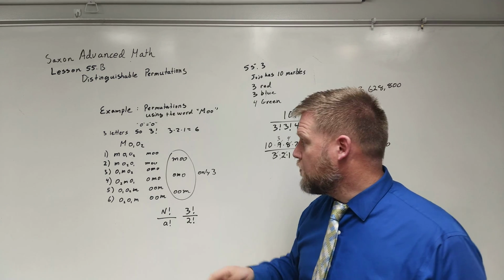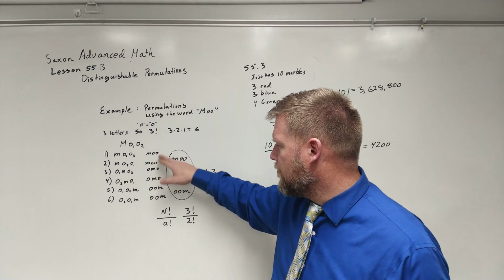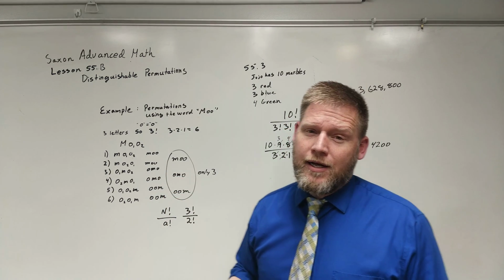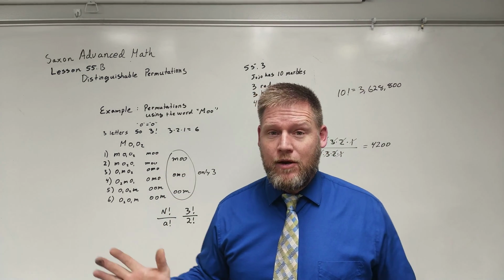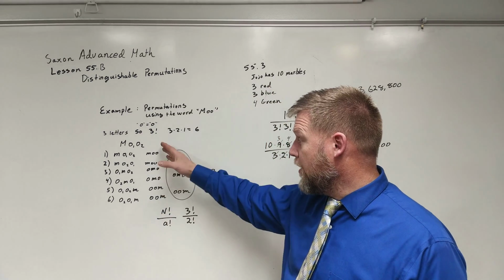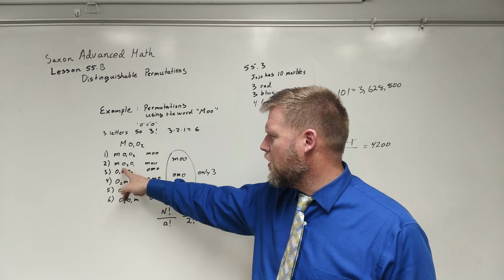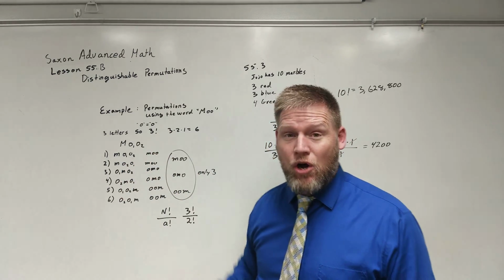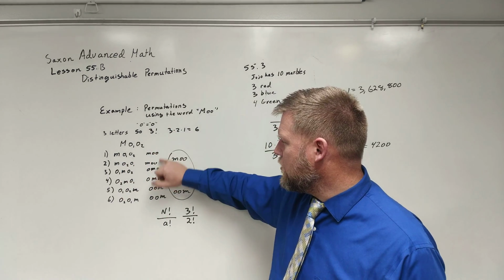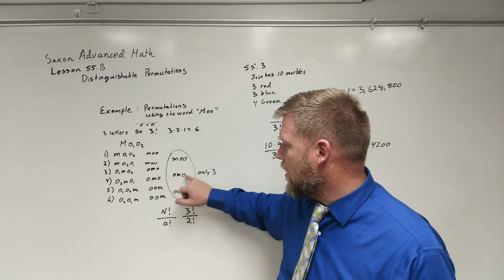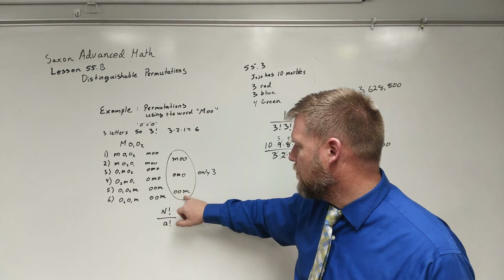The problem is when we take off the subscripts, I end up with MOO, OMO, OOM, and it sounds like I'm speaking some kind of weird language here. But what I've done is rearranged these, and I realized I can't tell the difference between O1 being first and O2 being first because an O is an O. So I end up with these 2 being the same, so I just wrote it once. These 2 are the same, wrote it once. These 2 are the same, wrote it once.